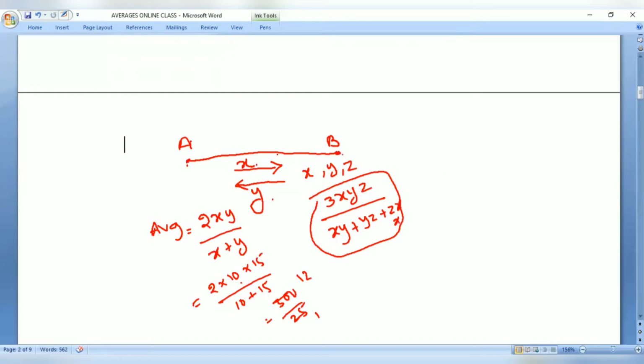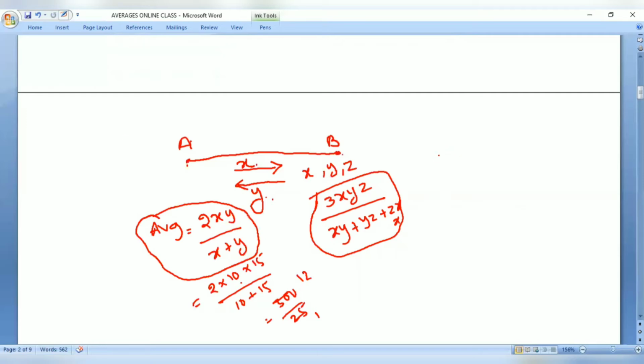Okay, if the distance is the same but traveled with different speeds, if there are only 2 different speeds, we will apply the formula 2xy by x plus y, where x and y represent the 2 different speeds. If the distance is the same but traveled with 3 different speeds, say x, y, z, then we will apply the formula 3xyz divided by xy plus yz plus zx.